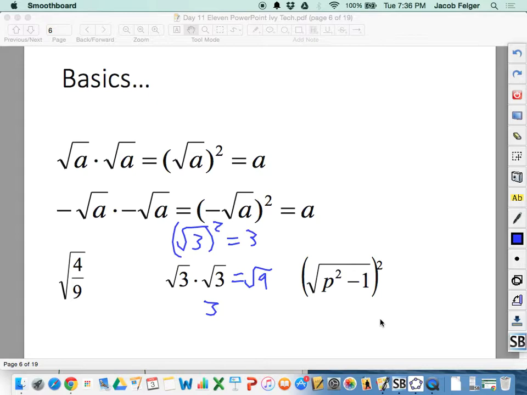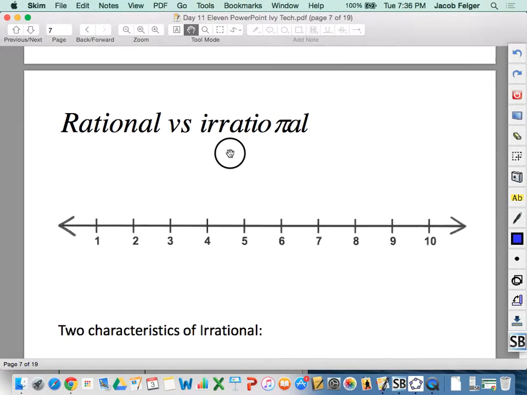Think about the rule. So we got 2 copies of that square root. What's left over? B squared. Just b squared minus 1. And that's it. So they cancel each other out. All right? Okay, so we're okay so far.